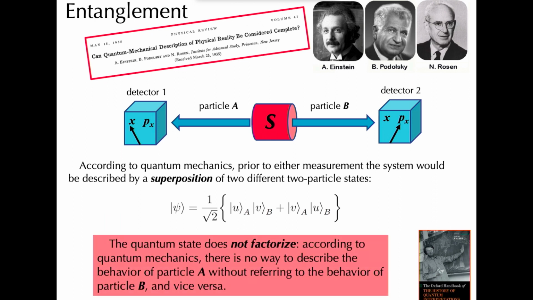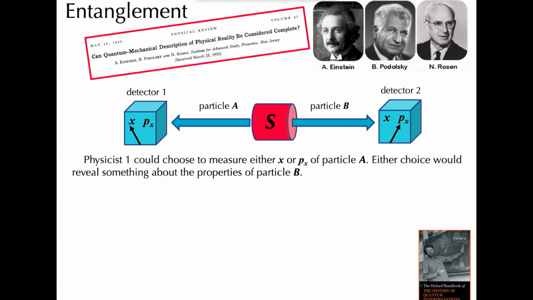And again, as Professor S.I.E.E. emphasized this morning, according to ordinary quantum theory, the state doesn't factorize. There's no way in ordinary quantum theory to describe, for example, the properties of particle B without already referring in some way to particle A and vice versa. And so again, in the original EPR paper, it was a brief but remarkable argument.